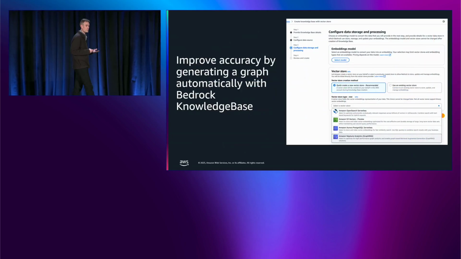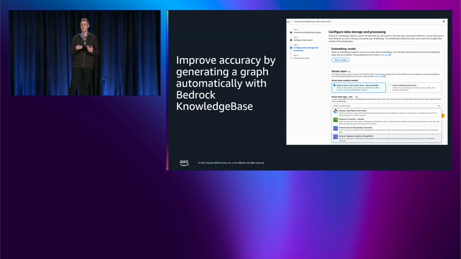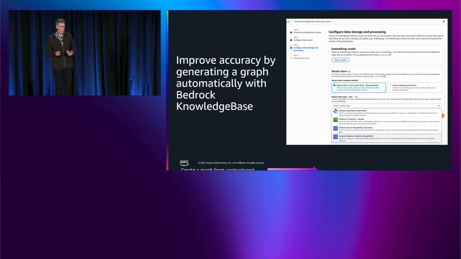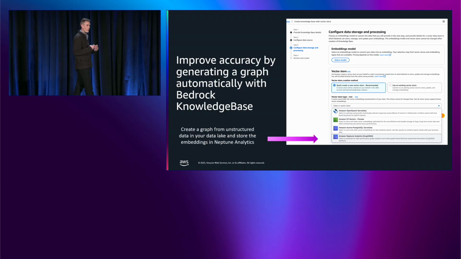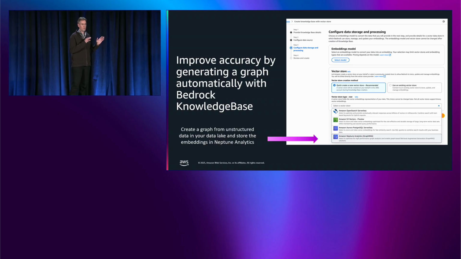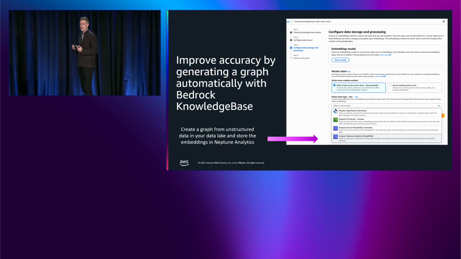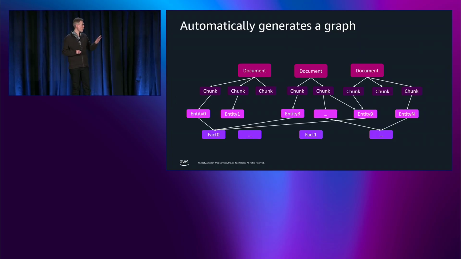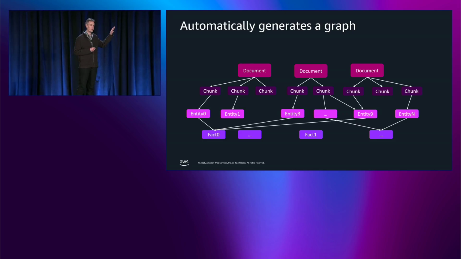With Amazon Bedrock knowledge bases, you can do this automatically. If you create a Bedrock knowledge base and you choose GraphRAG as the option, what will happen is in the generation of the chunks from your RAG application, we'll automatically build a graph. The graph is what we call a lexical graph. It conceptually looks something like this.